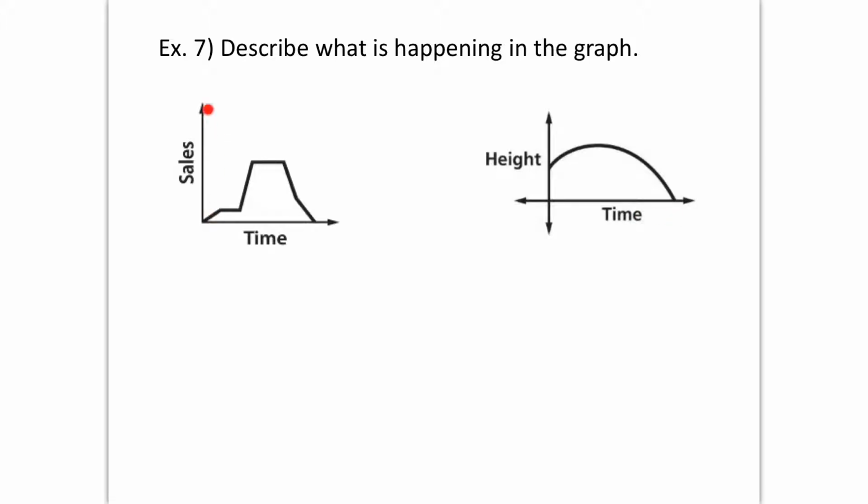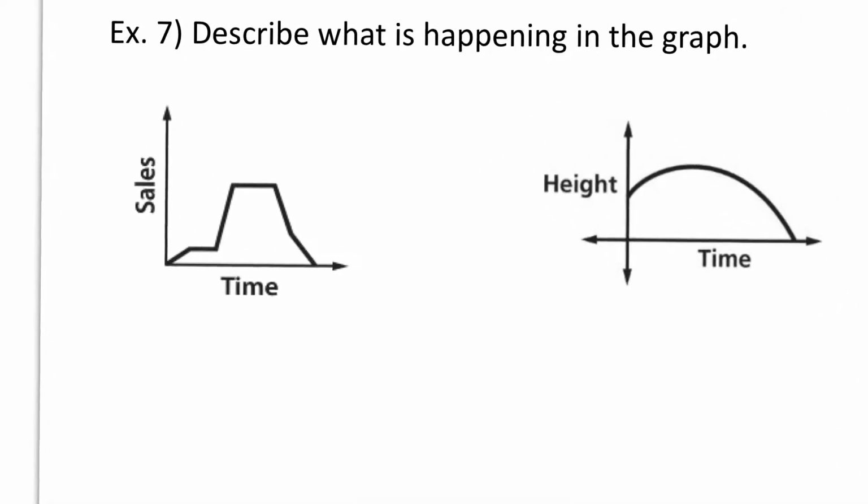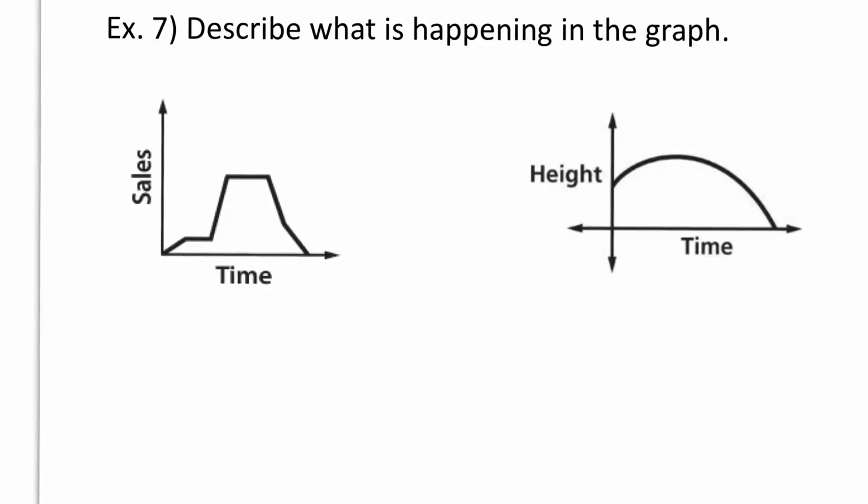Here, in common sense, the more you go up, the more sales you have, and time is just running, never stops. And over here, you have the height. The more you go up, the higher you are, and time never stops. So let's go ahead and look at a couple of ways you can represent the two graphs here, and you have the following.